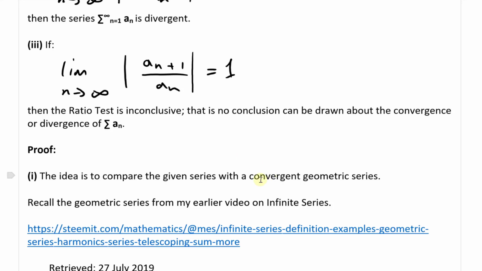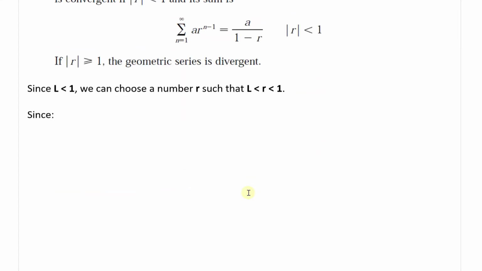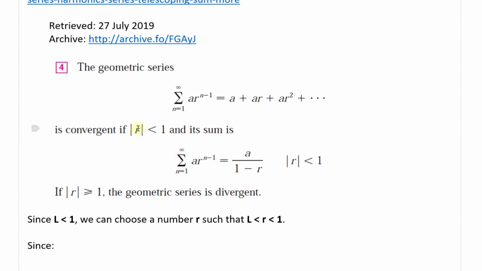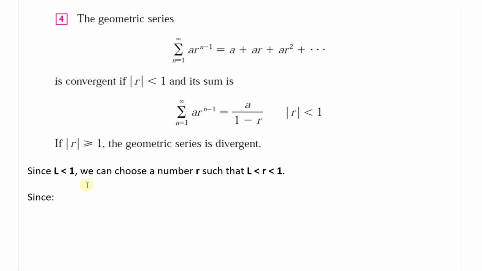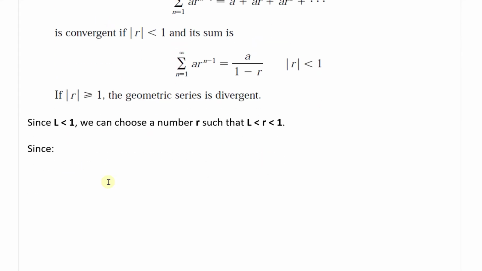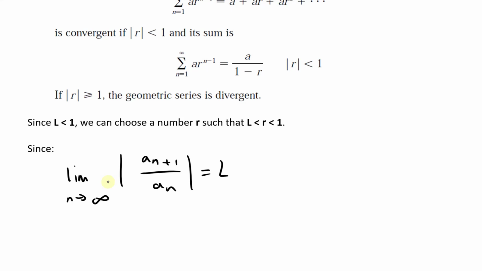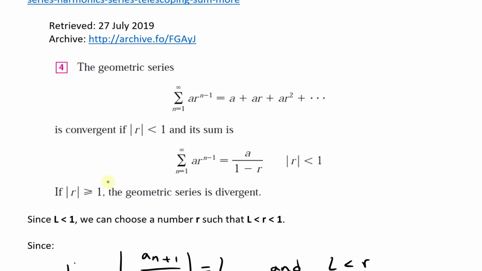So what we want to do is compare with a convergent geometric series like that. Notice that we have the absolute value of r less than 1, that's convergent for this geometric series. And we have here L is less than 1 for this ratio. So since L is less than 1, we could choose a number r that's greater than L but less than 1, somewhere in between. Since the limit as n approaches infinity of the absolute value of the ratio a_(n+1) over a_n equals L, we have chosen a number r such that L is less than r, where r is less than 1, so that it fits this convergent geometric series.